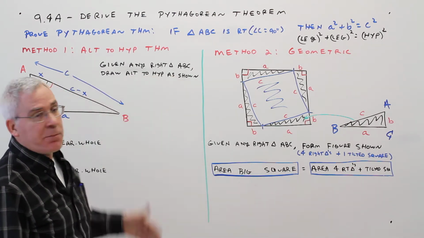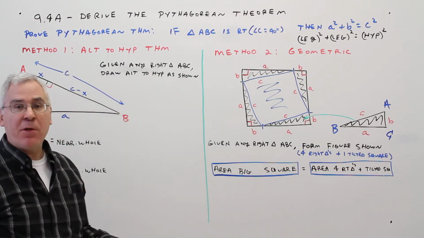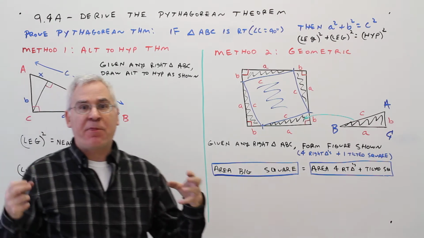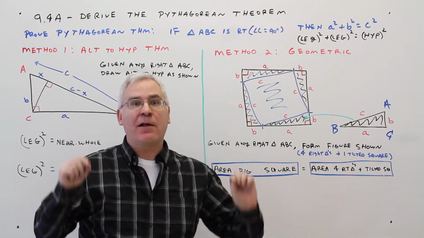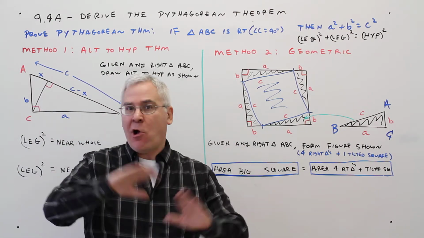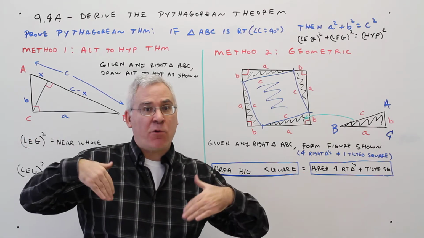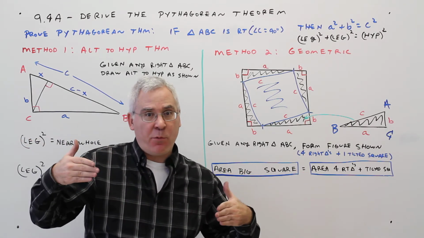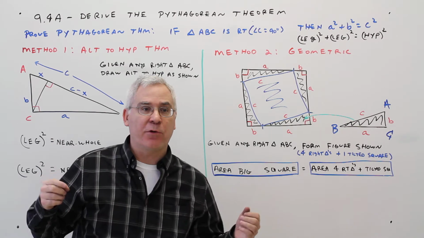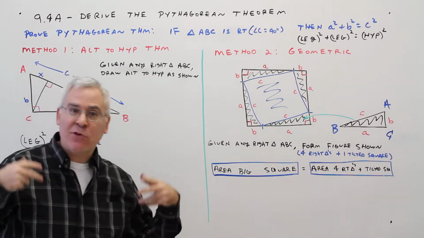Welcome to video 9.4a, Derive the Pythagorean Theorem. The Pythagorean Theorem is the single most important theorem in all of geometry, just like the quadratic formula is the most important formula in Algebra 2. Alright, so I'm going to prove it by two different methods.